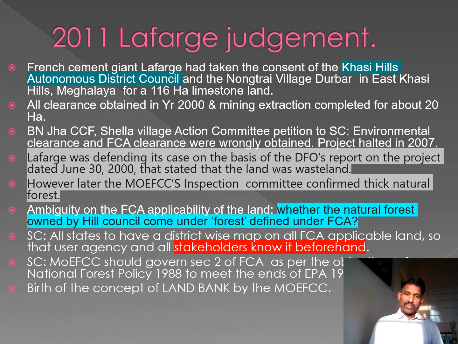if the nature of the land is forest, or earlier it used to be natural forest, now whoever owns it, even if there is no forest, it should be taken as forest, and we have to conserve it, or we have to do afforestation in such land as per the Forest Conservation Act. The Supreme Court told all states, at least from now, you should have a district-wise map on all FCA applicable forest land, so that the user agency and all stakeholders know it beforehand, and no such confusion arises.